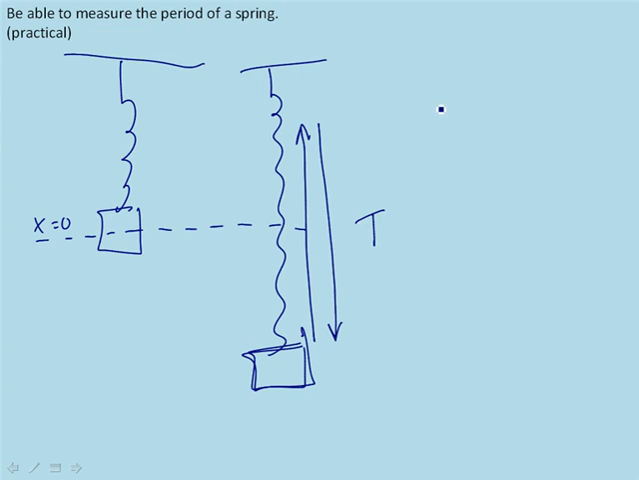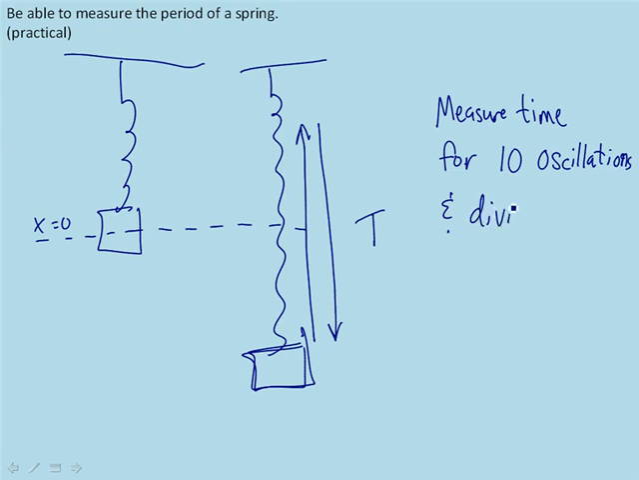Usually when you find the period, you measure the time for, say, 10 oscillations, and then divide that time by the number of oscillations to get the period.